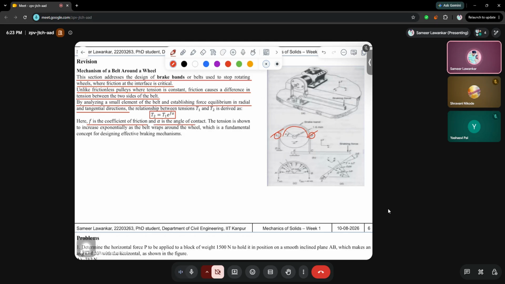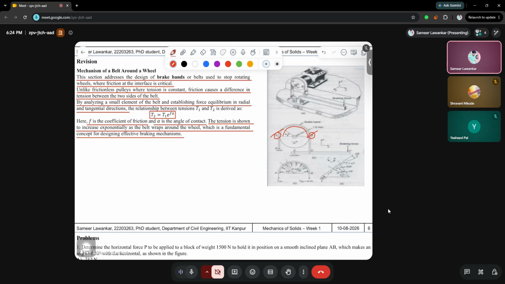Here α can be 180 degrees. Sometimes the angle of contact can also be 90 degrees, and sometimes 270 degrees. So please look at the question very carefully when you are solving braking force questions or mechanism of belt around the wheel questions. The angle plays a very crucial role. Tension is shown to increase exponentially as the belt wraps around the wheel. This is a fundamental concept for designing effective braking mechanisms.